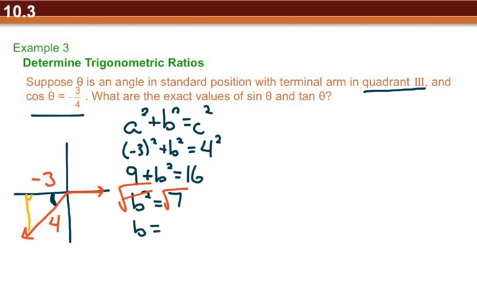We can't simplify the square root of 7 at all, so b is the square root of 7, which I will label on the triangle. But it won't be just the square root of 7. Because we're in quadrant 3 and we're below the x-axis, that height, those y's, will be negative. So it's actually going to be negative square root of 7.